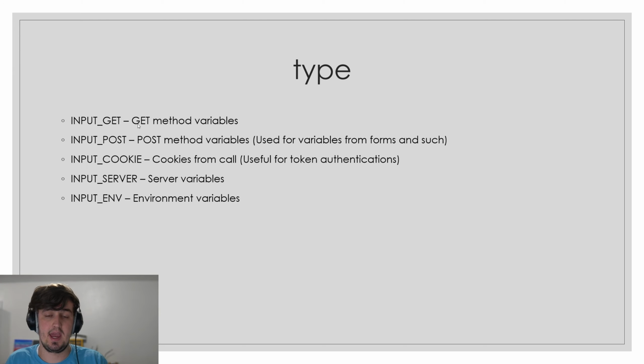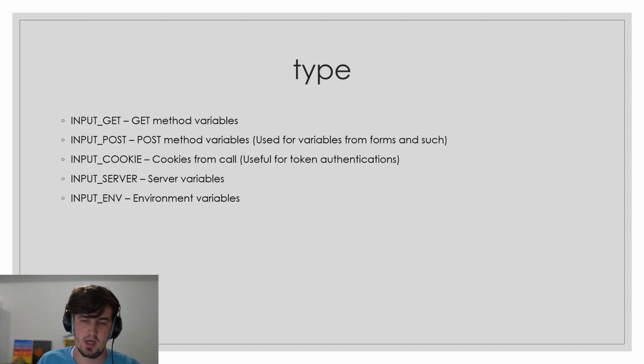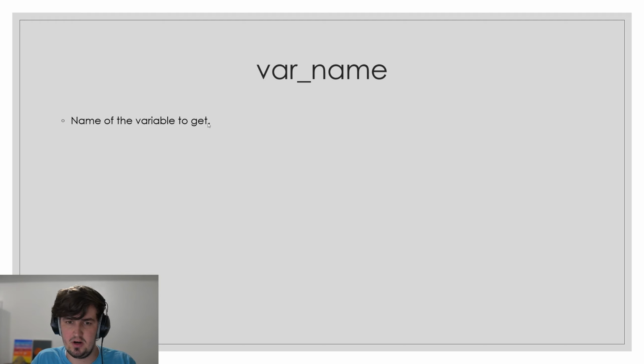Our type can be from GET methods, POST methods. It can be from cookies from the server, or cookies from the request, or server or environment variables. Today we're going to focus on post variables because that is what we'll probably end up using most with this filter input. Variable name is simply the name of the variable that you want to get based on what you call it in your form.